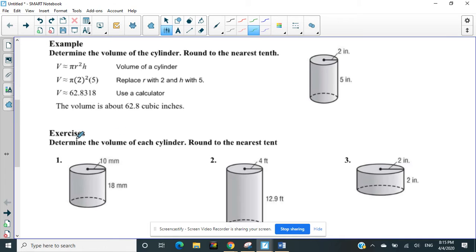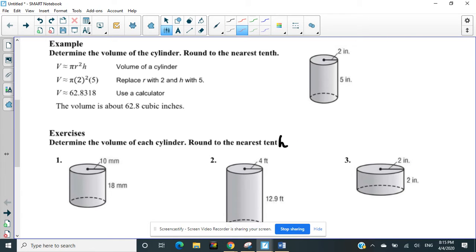Now here, determine the volume of each cylinder, round to the nearest tenth. There's an H missing here. Just go ahead and add it. Tenth. Okay. So now here we're going to start already.